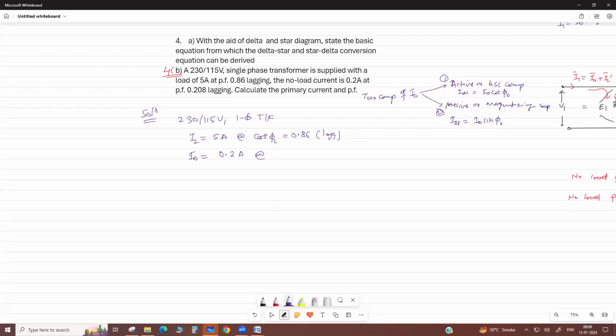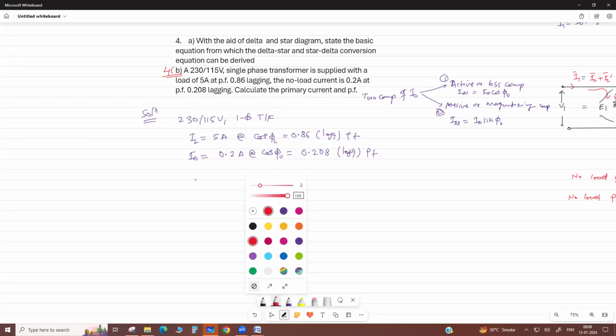but at very low power factor. Cos phi naught is very low, as I told, 0.208 lagging power factor. Okay. Calculate the primary current and power factor. Understand? So here it is easy. Now the diagram we already made and explained, so we do the calculation here.